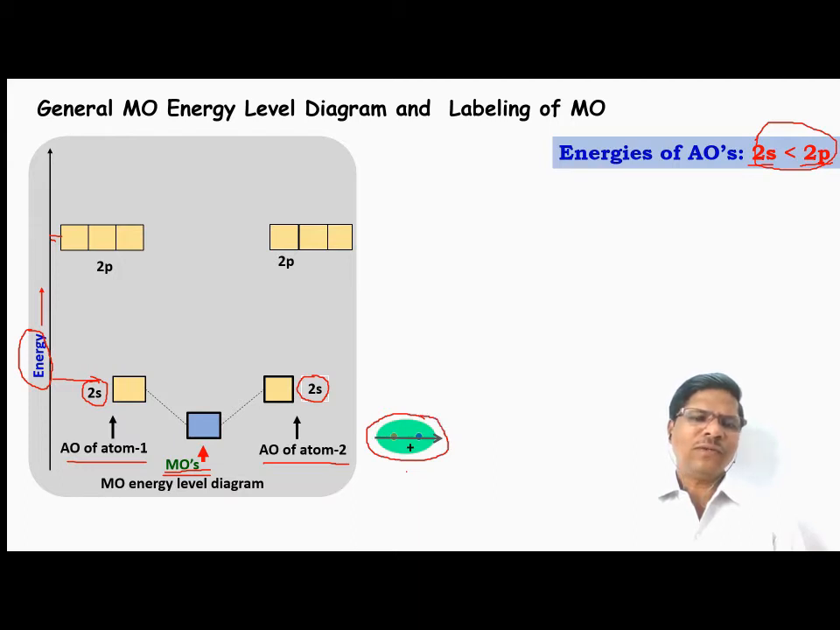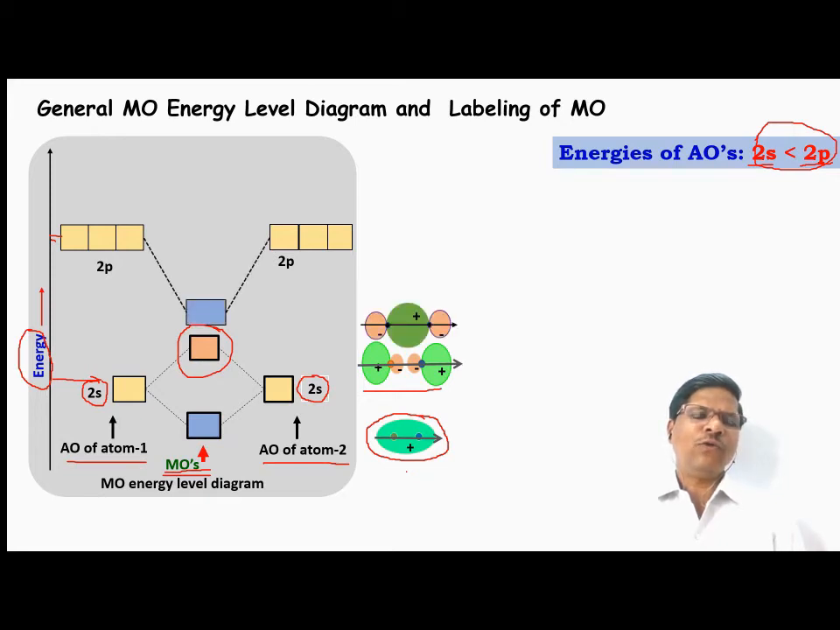Okay, so the out of phase interaction will result in the antibonding molecular orbital. This is the antibonding molecular orbital, and it is shown also here. Okay, then we have the 2pz 2pz interaction. In phase interaction will result in the bonding. Out of phase interaction will result in the anti-bonding.